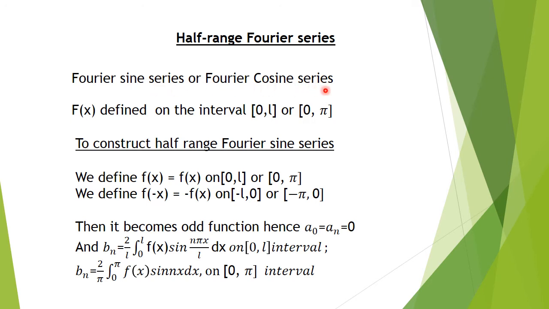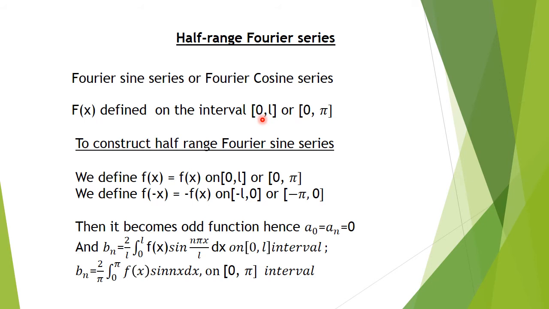So how do you do that? The function is defined in half of the interval, either in 0 to L or in 0 to pi. 0 to L is the general one. If you put L equal to pi, then it becomes 0 to pi, isn't it? So the 0 to L problem is the general problem.